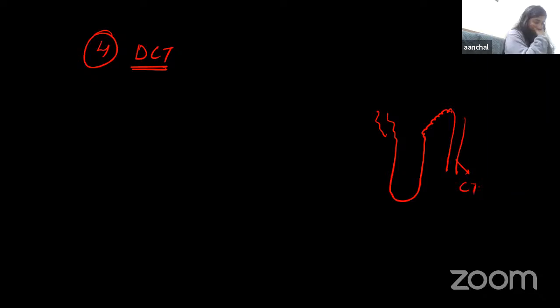Okay. Right. Now the length of DCT is approximately 14.5 to 15 mm. Okay. This is the length, and the diameter is 20 to 50 mu. Okay.